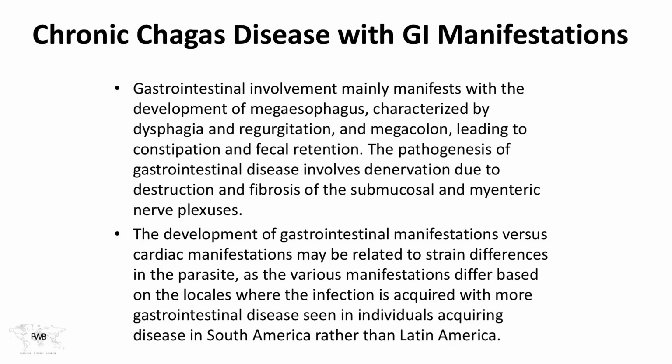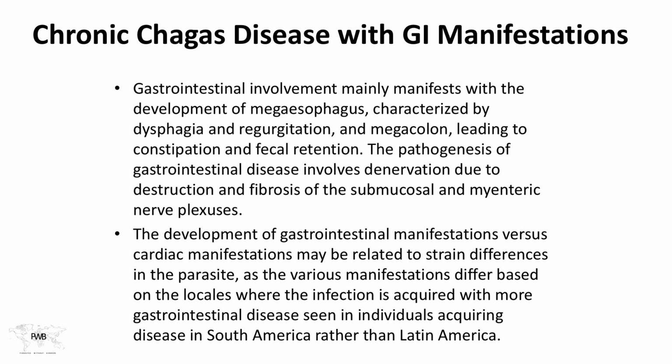Now, what about GI manifestations? So gastrointestinal involvement mainly manifests with the development of megaesophagus. This is the esophagus enlarging, developing problems with dysphagia, problems with swallowing, actually regurgitation, food coming back up, and enlargement of the colon or megacolon, leading to constipation, fecal retention.